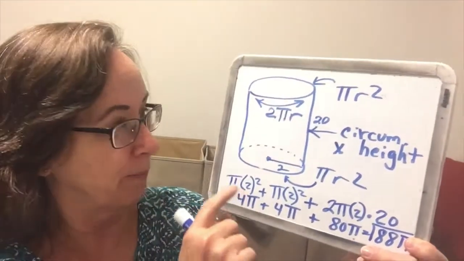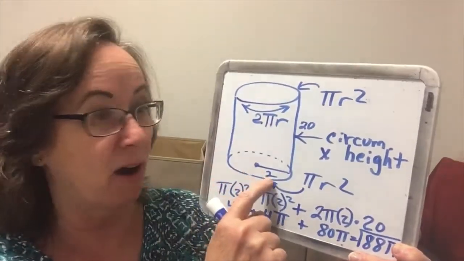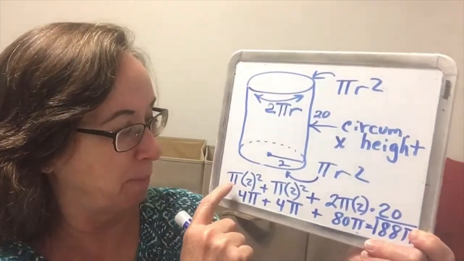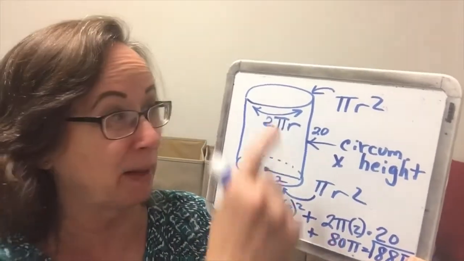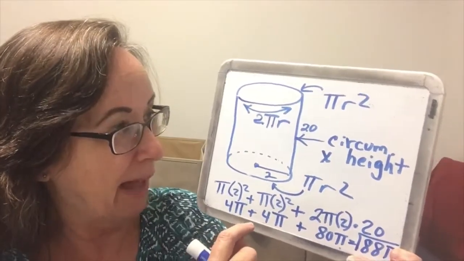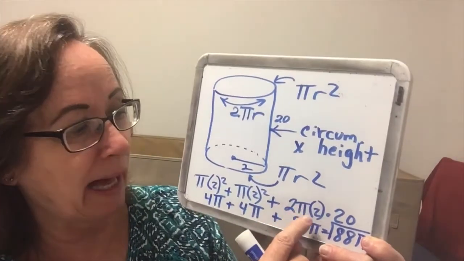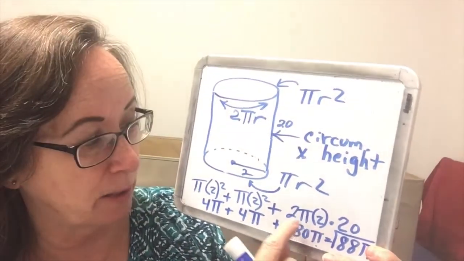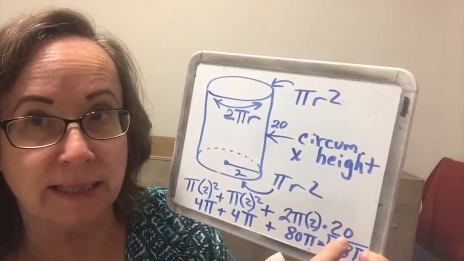And here we go. So the area of the top circle is pi r squared. Since the r is 2, that's going to be pi 2 squared. And then we're going to do it again because we have the circle on the top and the bottom, so there's another pi 2 squared. And then my circumference is 2 pi r, so that's going to be 2 pi times 2. And then the height is 20.